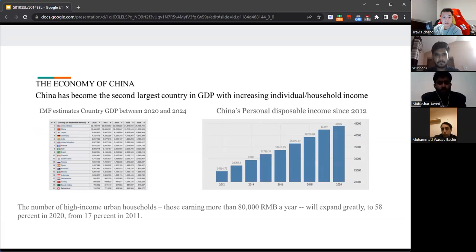Now let's talk about China. It has become the second largest country in GDP, with increasing individual and household income. The number of urban households earning more than 80,000 RMB a year will expand greatly, to 58% in 2020 from 70% in 2011.